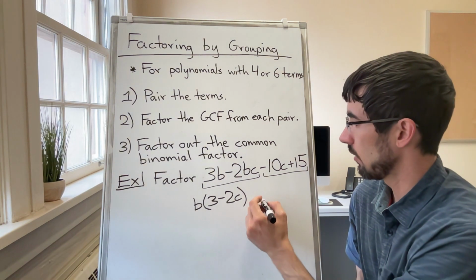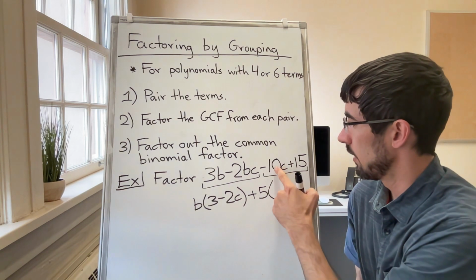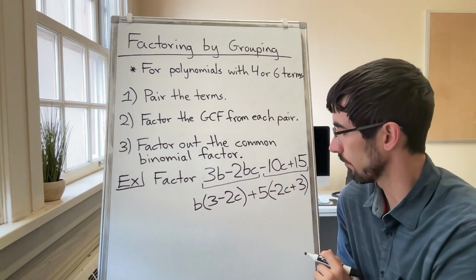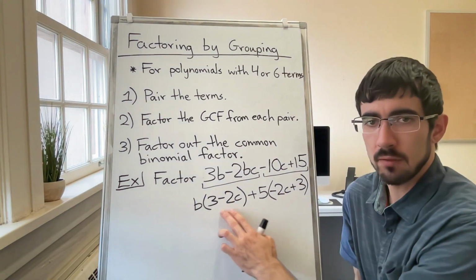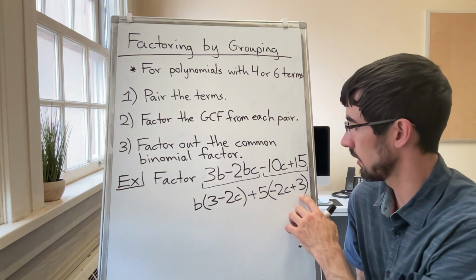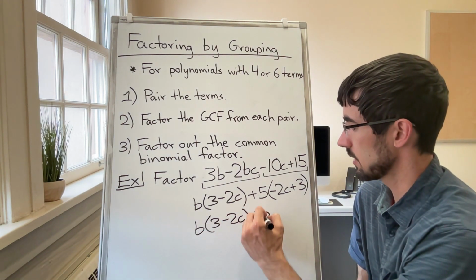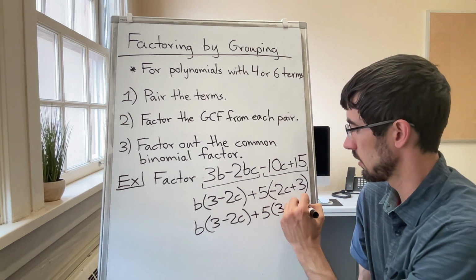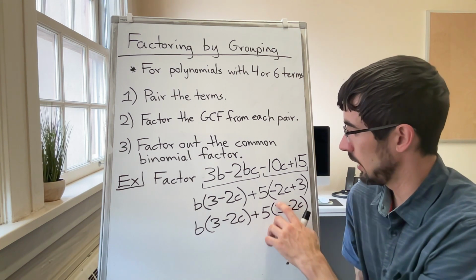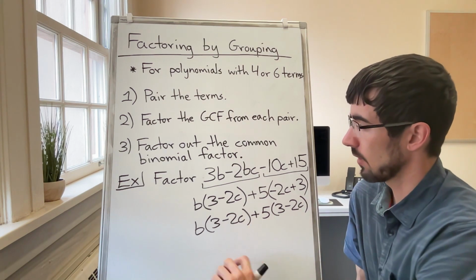So let's factor out a positive 5. Then this result is negative 2c. This result is plus 3. Now, are these the same? Yes, they are. They're just written in a different order. 3 minus 2c is the same as negative 2c plus 3. So if we want to rearrange terms, I can rewrite this last factor as 3 minus 2c. So factoring out a positive 5 here preserved the 3 as positive and the 2 as negative, and now I have a common factor that I can factor out in step 3.